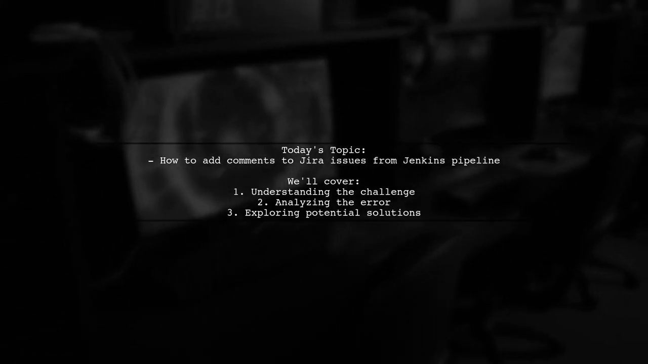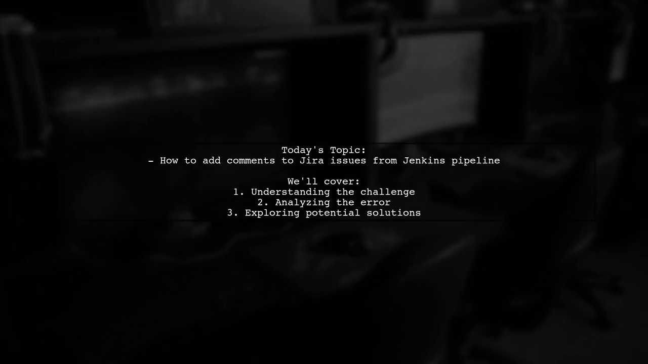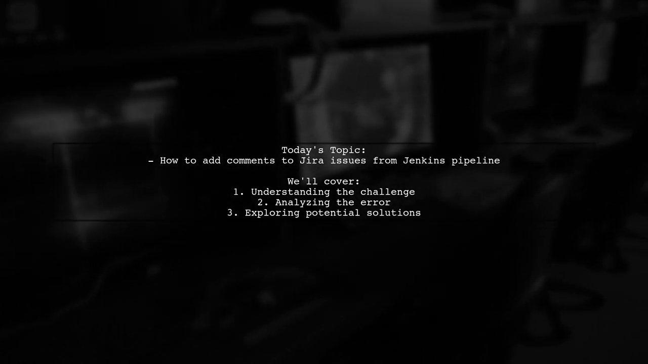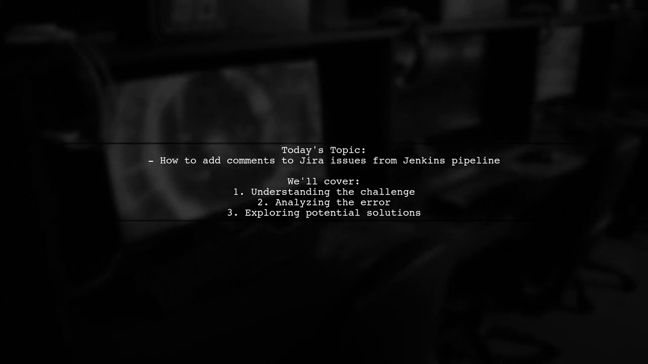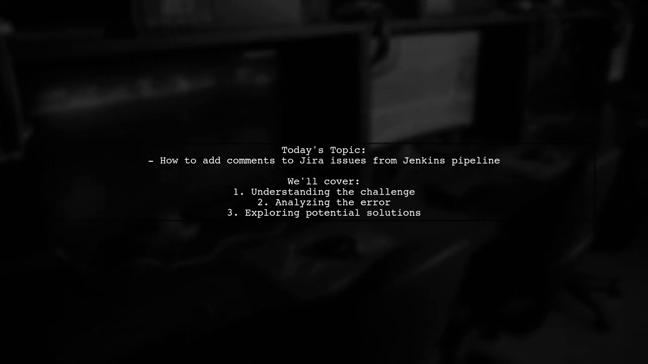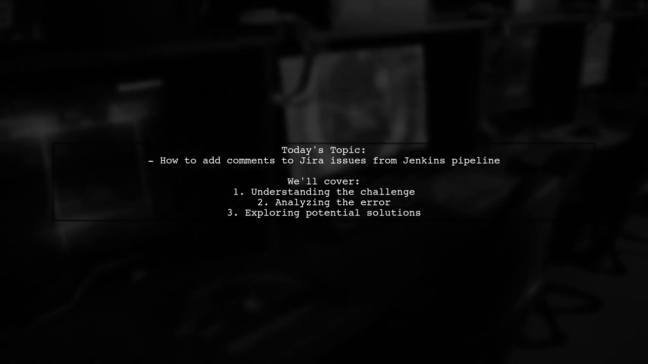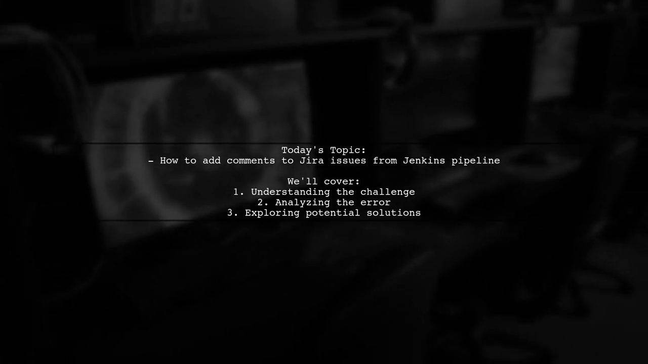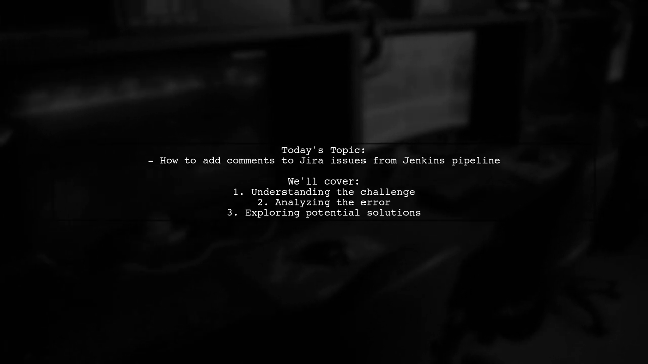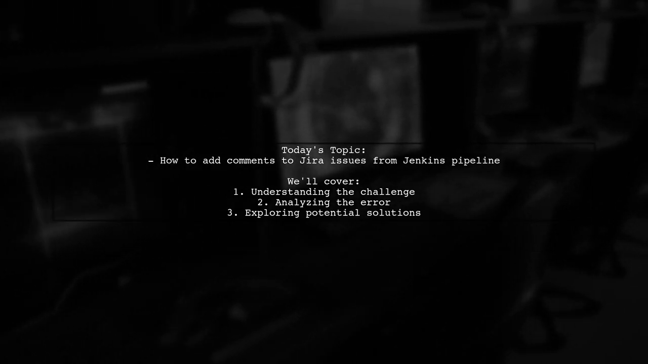Today, we're tackling a question that many Jenkins users encounter. Our viewer is looking to enhance their Jenkins pipeline by adding comments to related Jira issues whenever a build passes or fails. This integration can streamline communication and keep your team informed. However, they've run into some challenges with the available plugins, particularly with the Jira plugin, which lacks clear documentation for pipeline usage. Let's dive into the specifics of their situation and explore how we can help them overcome this hurdle.